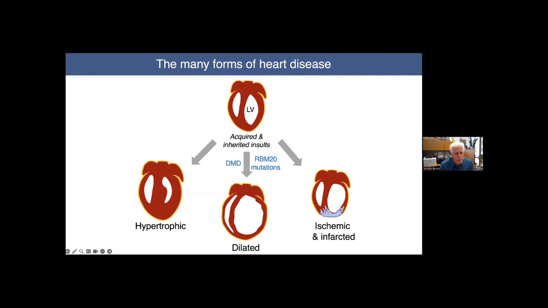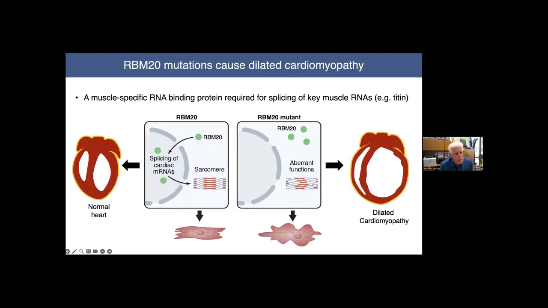We'll begin by talking about mutations in the RNA binding protein RBM20. RBM20 is a muscle-specific RNA binding protein. It's required for splicing of key muscle RNAs, for example, Titin, but also many others. Shown here on the left is a schematic of how RBM20 would function in a normal heart. The protein is synthesized, translated, of course, in the cytoplasm, and is translocated into the nucleus, where it participates in RNA granules, where it mediates splicing of the proteins required for the integrated function of the sarcomere.